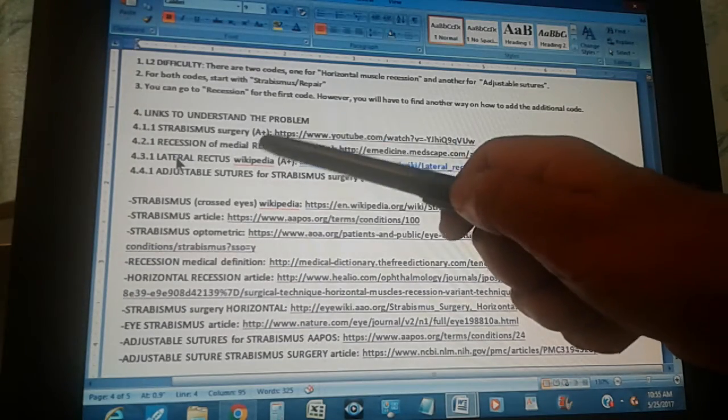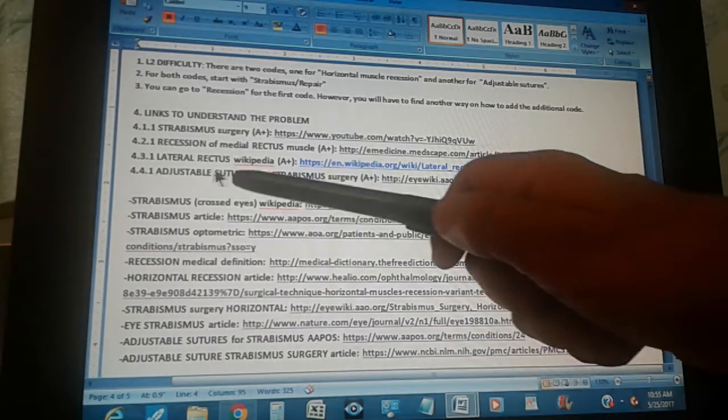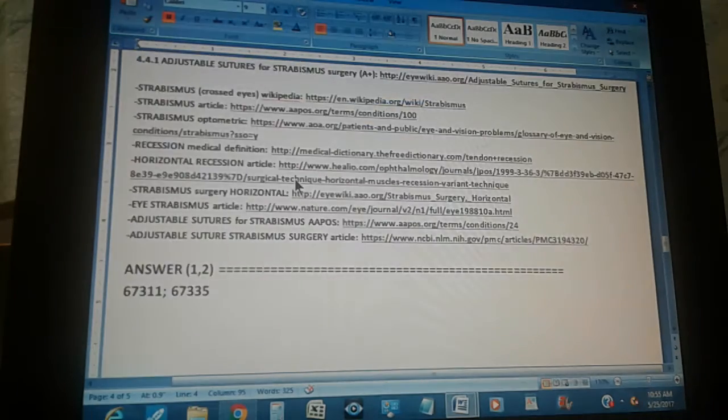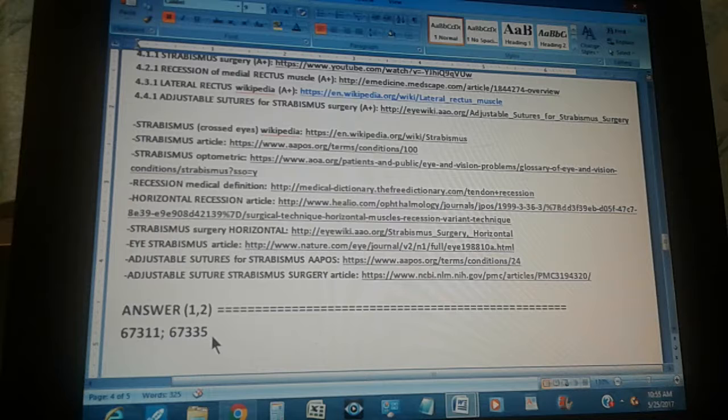And since we don't have the medial rectus, but we have the lateral rectus, there's a Wikipedia article that shows you what it is. And the last one is the adjustable sutures, what they are. So you can visit all those links and you have the answer down there, that is 2 codes. So you have everything to understand this problem.